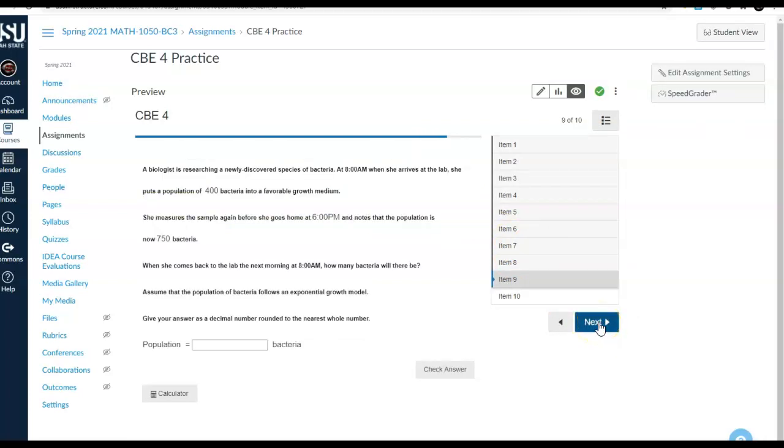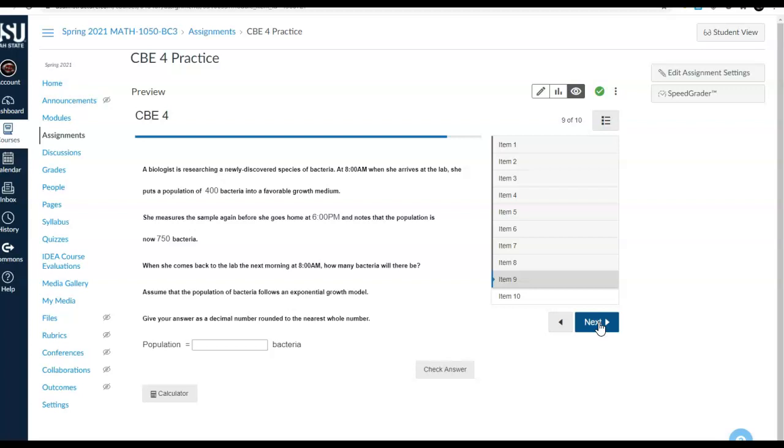These last two here, this is a good one. We've got a biologist, so this one's just a regular PERT one. This one we have to find the rate first. So she measures a sample again before she goes home at 6. So she started with 400 and ended with 450 from 8 a.m. to 6 p.m. And when she comes back to the lab, we want to know how many bacteria will there be after a full day. Okay.